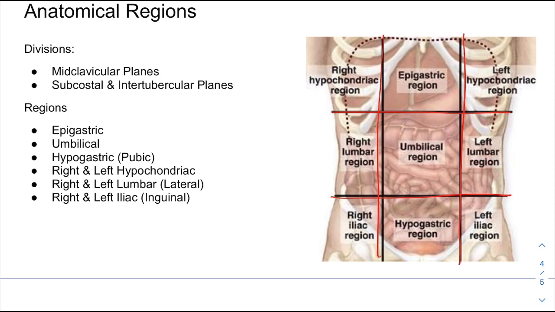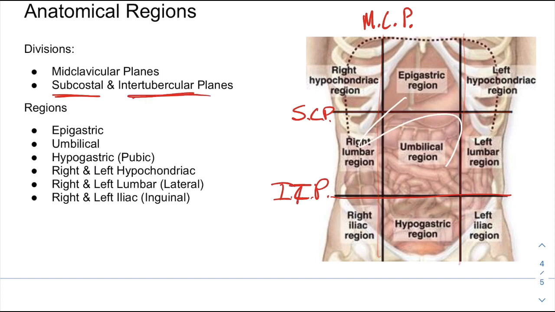The 2 vertical lines are called the mid-clavicular planes. If you touch your clavicle and you see how long it is, in the middle of the clavicle, vertically downwards, that is your mid-clavicular plane. Next are the subcostal plane, which is right here, subcostal plane, right here. And then the other horizontal one is your intertubercular plane, right there. These are the horizontal planes that divide the whole region.